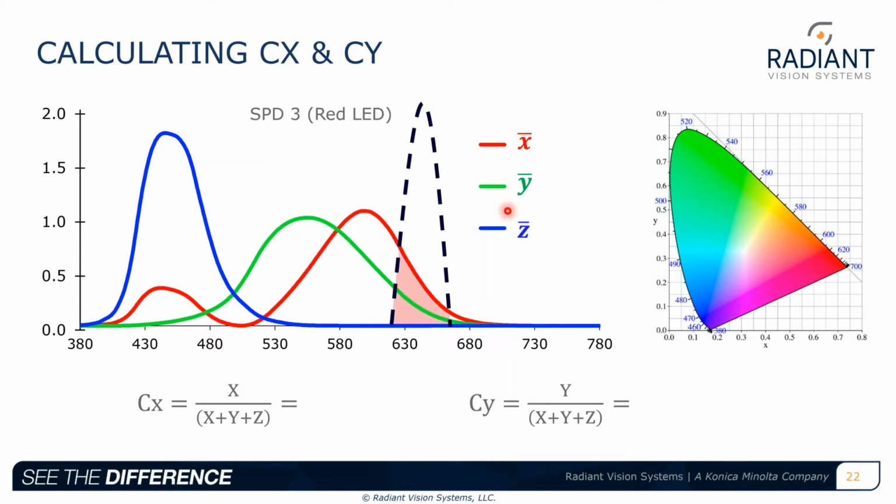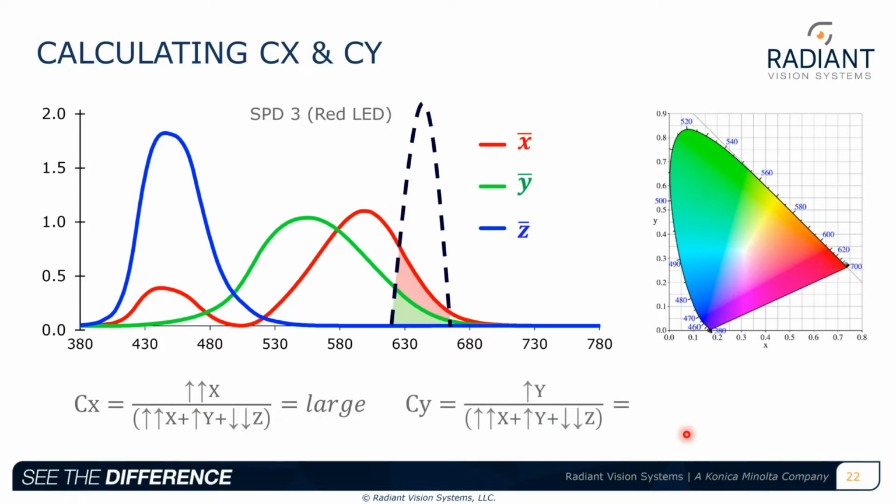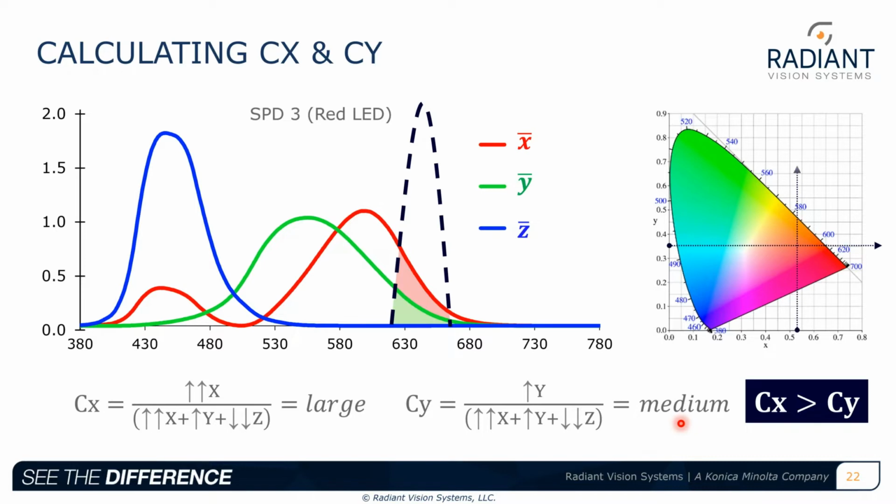And then you're probably getting the hang of this at this point. So now we have our red LED. We calculate our Cx and Cy. So here our X is larger, our Y is big, our Z is really small. There's almost no Z component at all. So our Cx is large, our Cy, the same denominator, but we have a little bit less contribution from the green, is going to be medium. So in this case for red, our Cx is greater than our Cy.